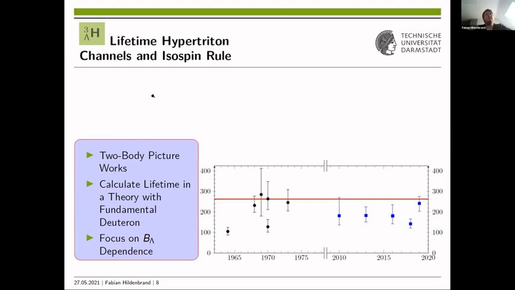And we thought, okay, for the radius it works, so maybe we can just do a 2-body picture here and calculate the lifetime in a fundamental theory, in a theory with a fundamental deuteron, and focus on this B lambda dependence, because there was this new value published by STAR. And so we thought, okay, it might be interesting to look at this.